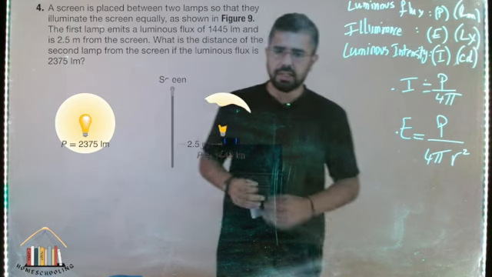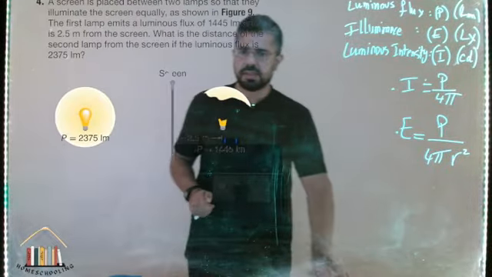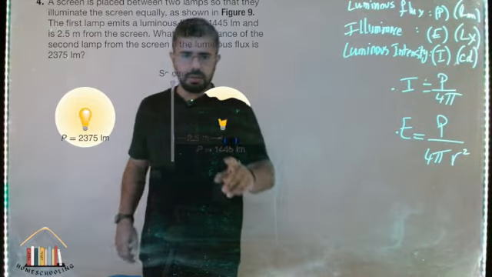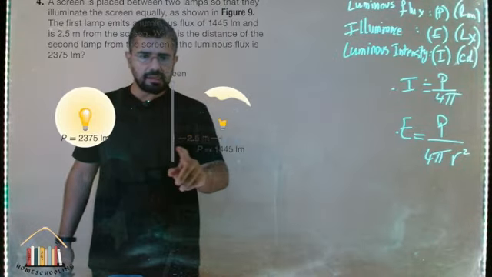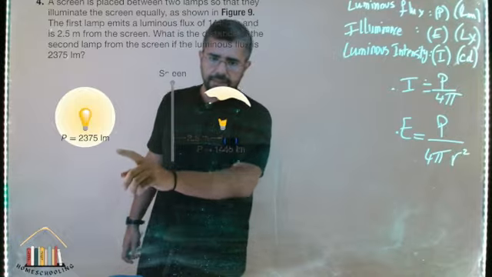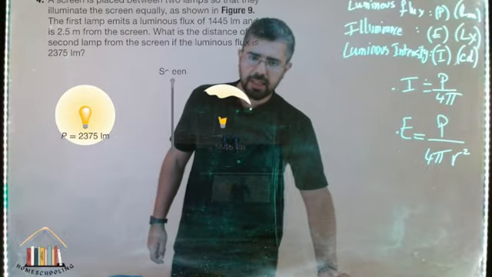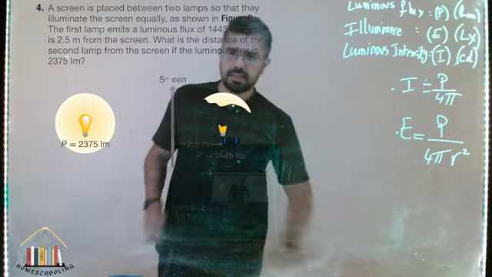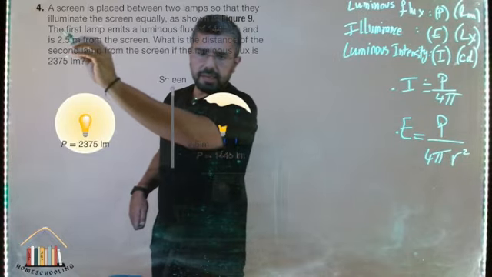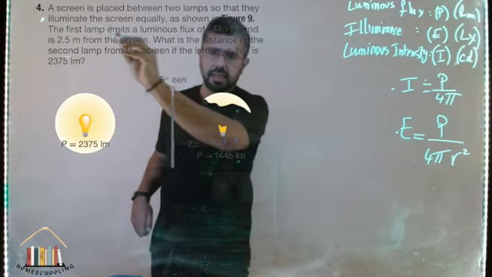We have to calculate R or X, whatever you call it, or D sometimes, doesn't matter. So for this light bulb, the lumens is given and the distance as well. For the second one, only the lumens is given, whereas the distance is not. So how to do that? And don't forget, the most important sentence in this question is they illuminate the screen equally. Okay, so this sentence, illuminate the screen equally.